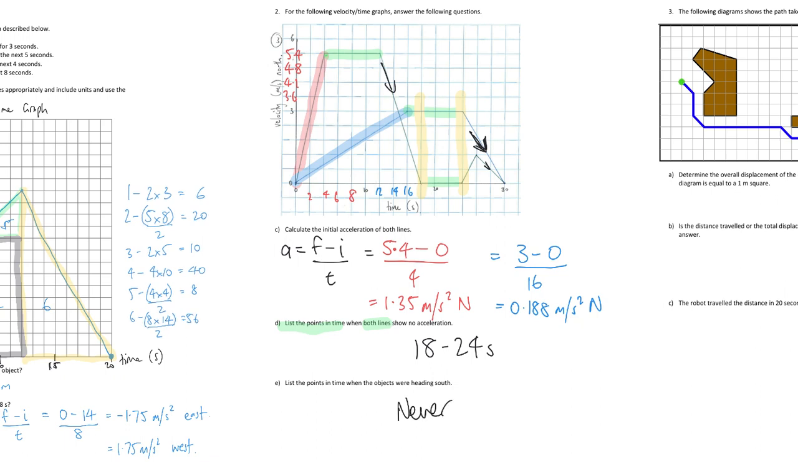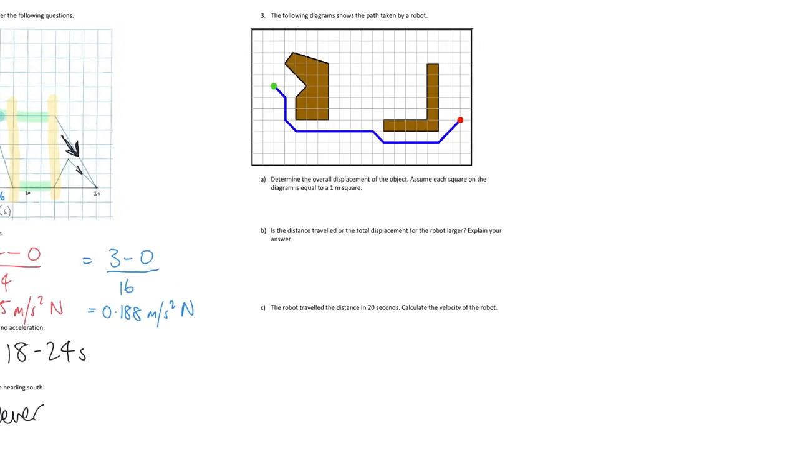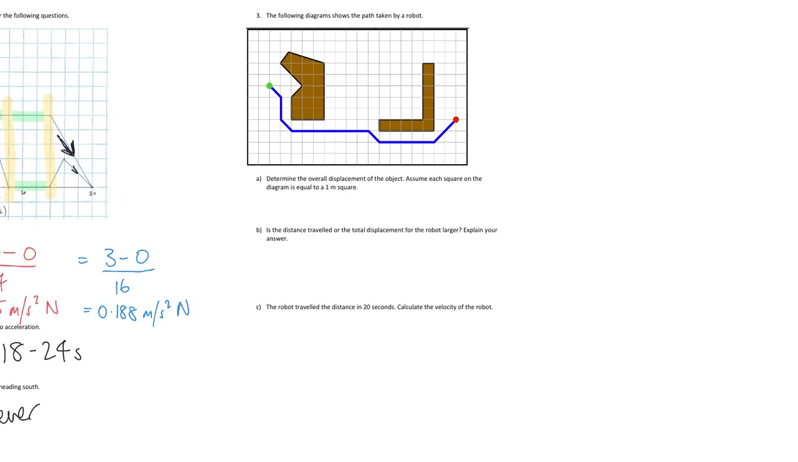Right, let's move on. This one here shows a path taken by a robot. I probably should have put a start and a finish. So there's the start, there's the finish. Right, determine the overall displacement of the object. Assume each square on the diagram is equal to a 1 meter square. So what it's saying is, what's its displacement, which is a straight line distance from start to finish. Right, so that straight line there can be solved as a triangle with a height of 3 and a length of a lot. How many is that? 5, 10, 15, 17. So a length of 17.